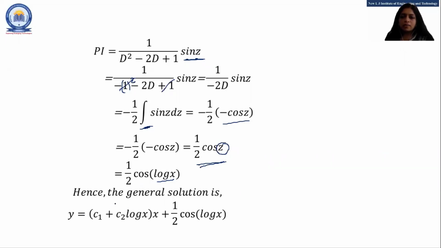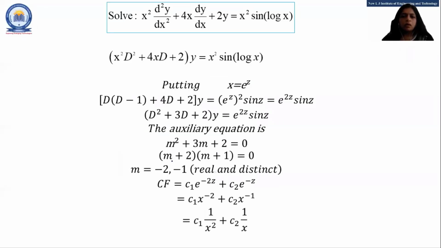Okay. So hence the general solution is what? My general solution is C1 plus C2 log x into x plus 1/2 cos log x. Okay. Now let's move to the next example, and that is x square d square y by dx square plus 4x dy by dx plus 2y equal to x square sine log x.